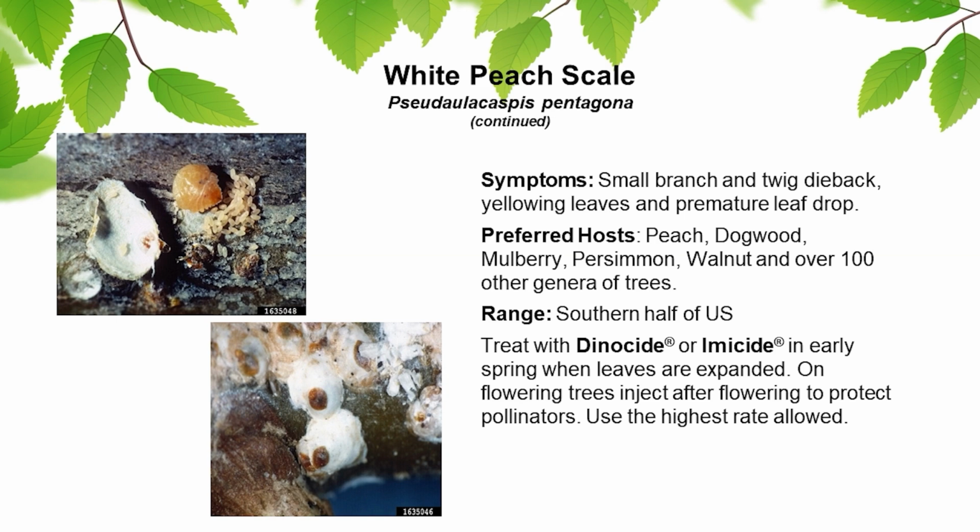Symptoms of white peach scale are small branch and twig dieback, yellow leaves, and premature leaf drop. The preferred hosts of white peach scale are peach, dogwood, mulberry, persimmon, walnut, and over 100 other genera of trees. They may be found throughout the southern half of the United States.